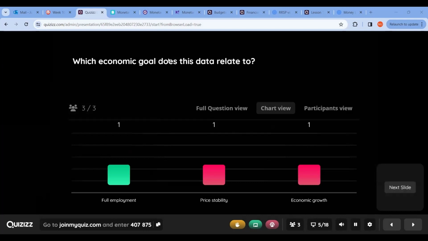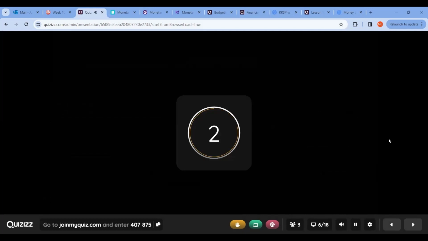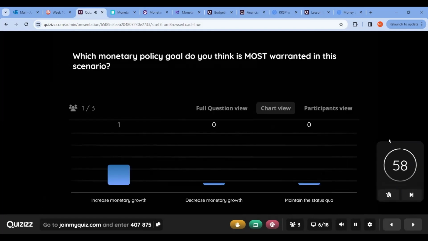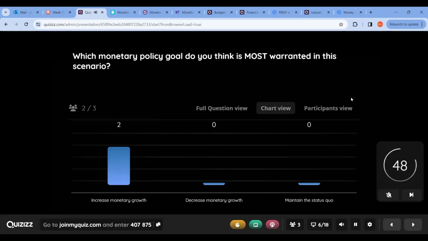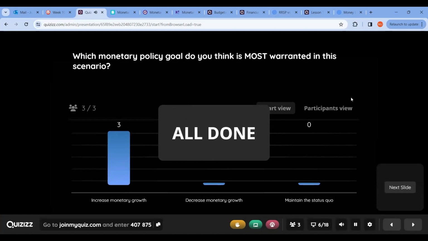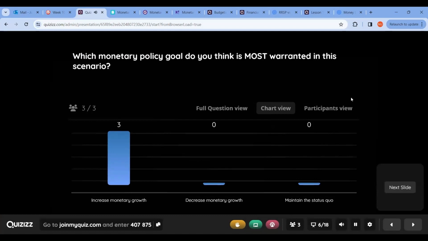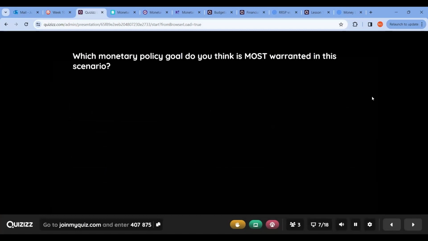I put the link in the chat if you want to join. Which monetary policy goal do you think is most warranted in this scenario? I got 2 for increased monetary growth. Good job. To bring down unemployment, it's good to increase monetary growth.